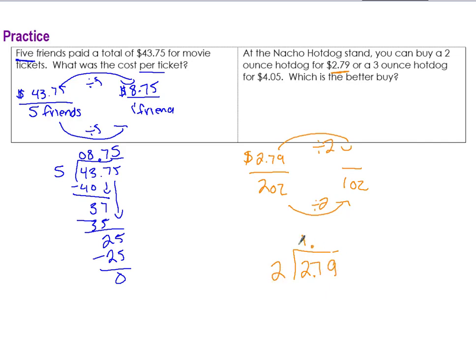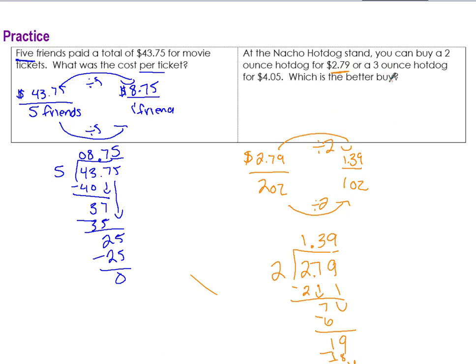2 goes into 2 one time. 1 times 2 is 2. You're left with 0. Bring down the 7. 2 goes into 7 3 times, because 3 times 2 is 6. You're left with 1. 9. 2 goes into 19 9 times, because 2 times 9 is 18. Remainder of 1. So we're just going to leave it as $1.39. If we were to keep going in our division, we would finally get a 0 at the end. But for the sake of this, we're just going to leave it at $1.39. So $1.39 per ounce for the first one.